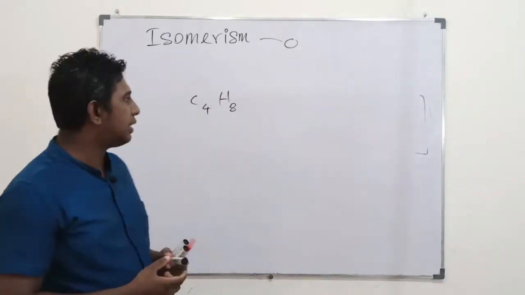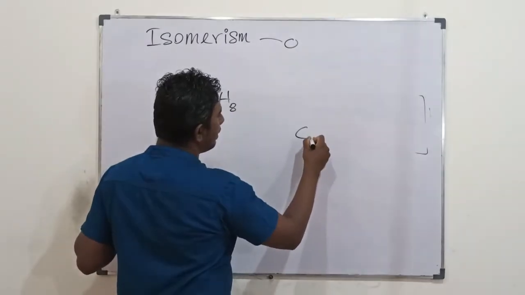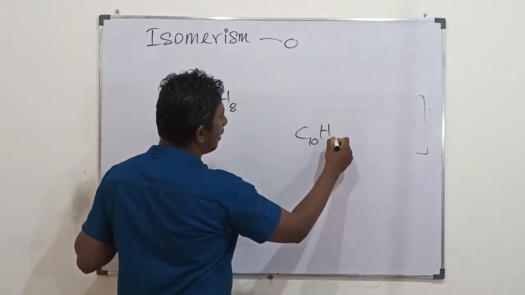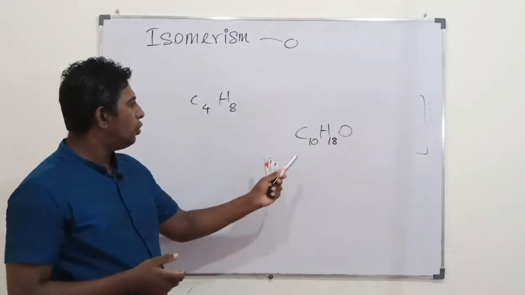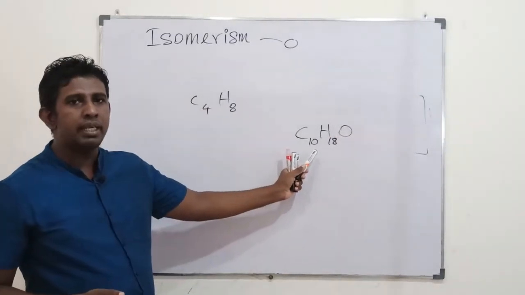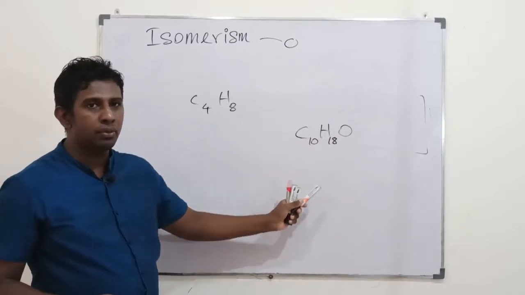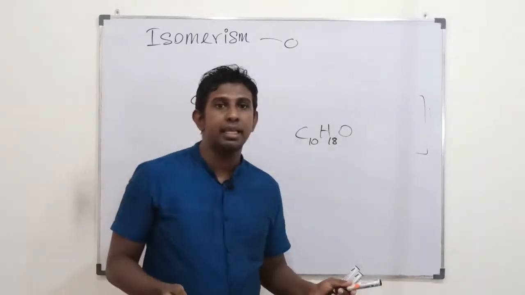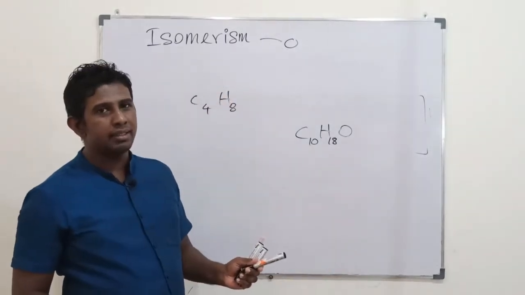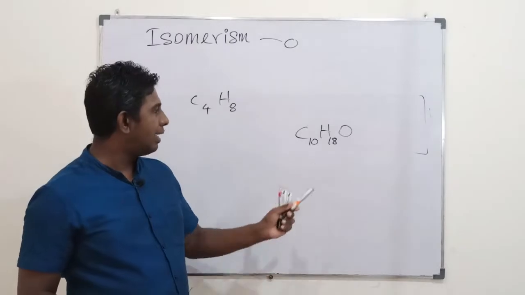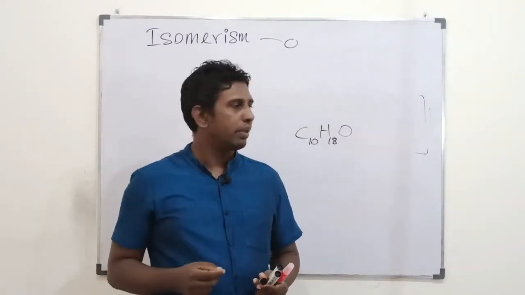Then students, when you find something like C10H18O, then it's 2 into 10 is 20. Then 20 plus 2 is 22. Minus 18 is what? 4. Then divided by 2 is what? 2. It's having its unsaturation number 2.